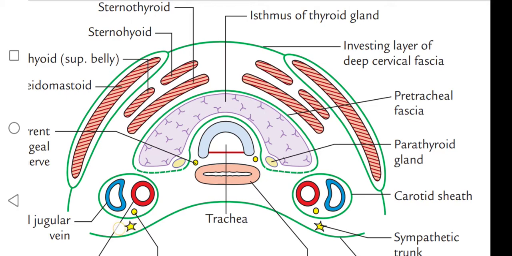If you observe here, posterior to this, the sympathetic trunk is present. This star-like yellow structure you are looking at here is the sympathetic trunk, which is in front of the prevertebral fascia, the green line you are seeing here. In front of the prevertebral fascia and posterior to the carotid sheath is the sympathetic trunk, that is the cervical sympathetic chain. Okay.